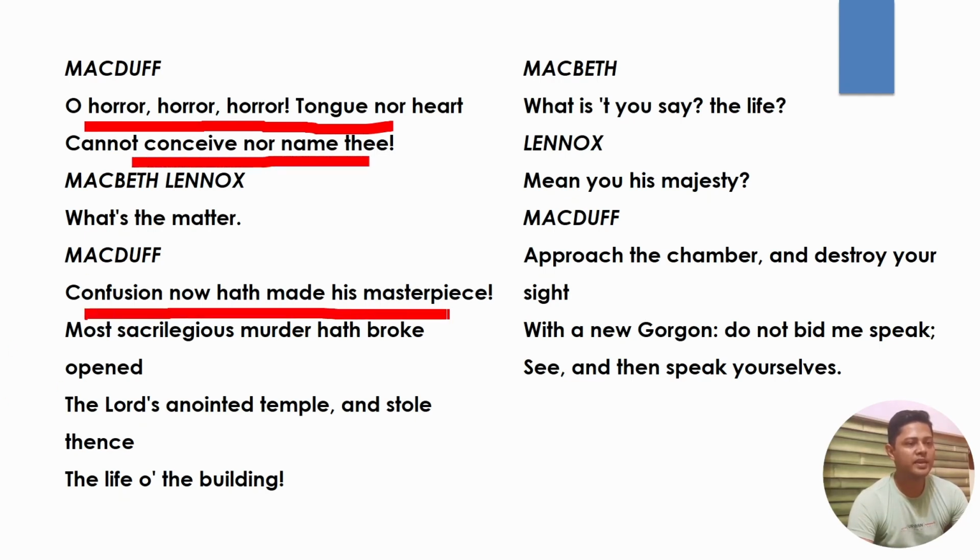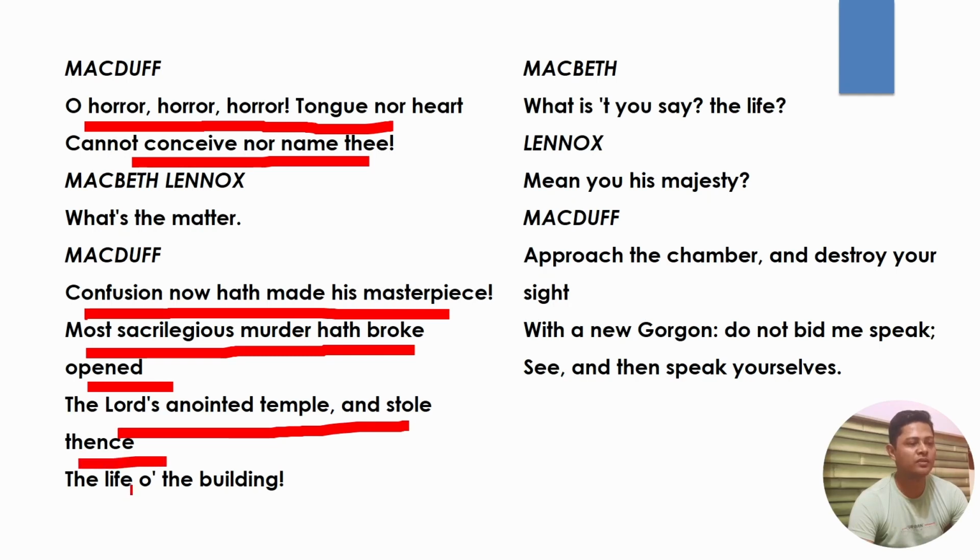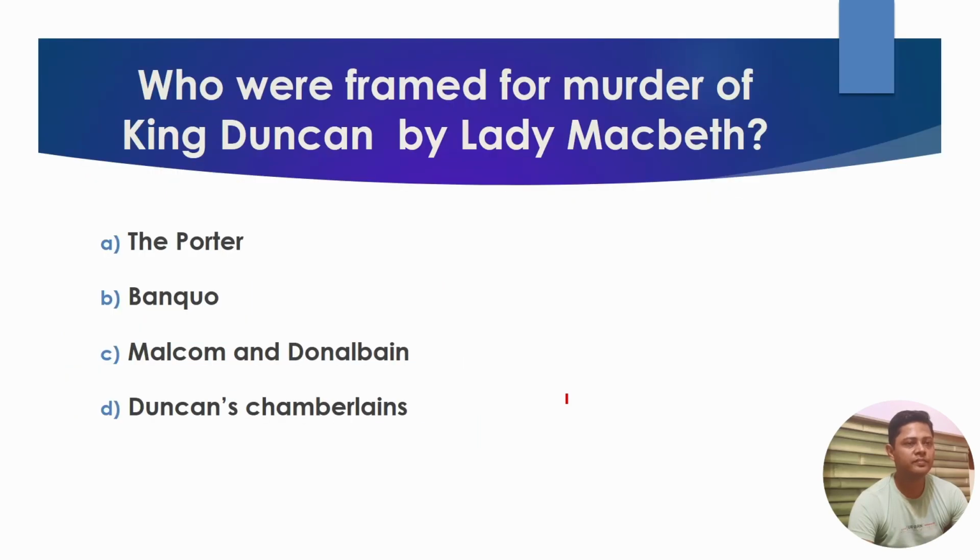Confusion hath made his masterpiece. Most sacrilegious murder hath broke open the Lord's anointed temple and stole thence the life of the building. This is a very important speech. The next question is, who were framed? That means who were made responsible for the murder of King Duncan by Lady Macbeth. So they are Duncan's chamberlains or bodyguards.